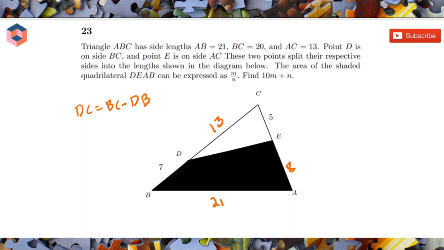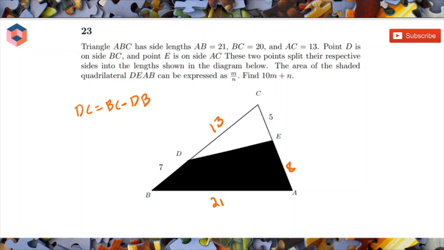Now we can find the area of triangle ABC, right? There doesn't seem to be a nice way to find the area of DEAB, so we'll go ahead and find the area of triangle ABC, and maybe we could find the area of triangle CDE after that and subtract that from ABC to find the area. So almost like complementary area measuring.